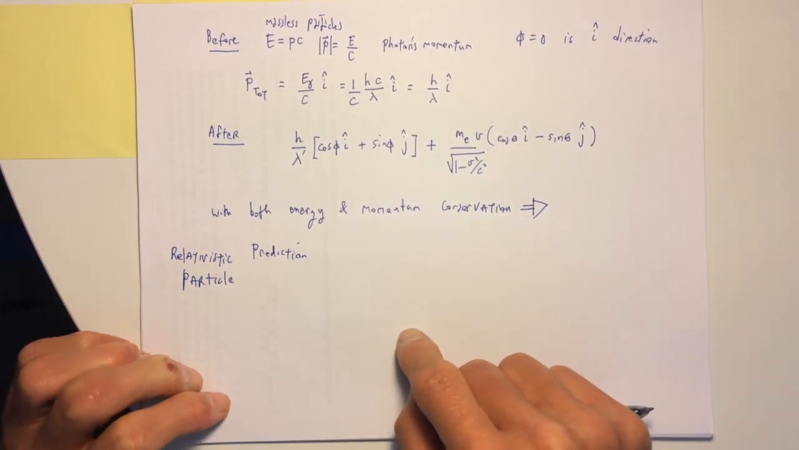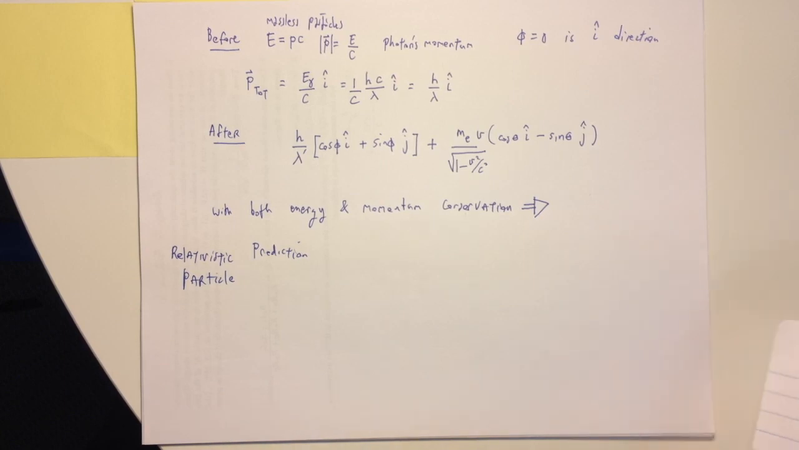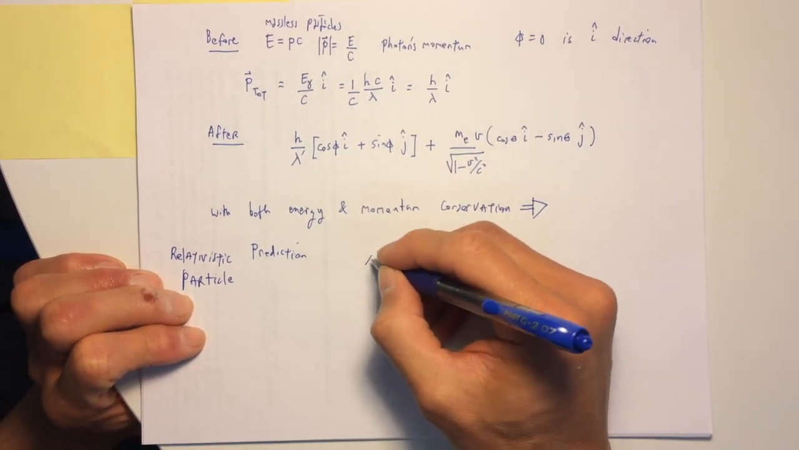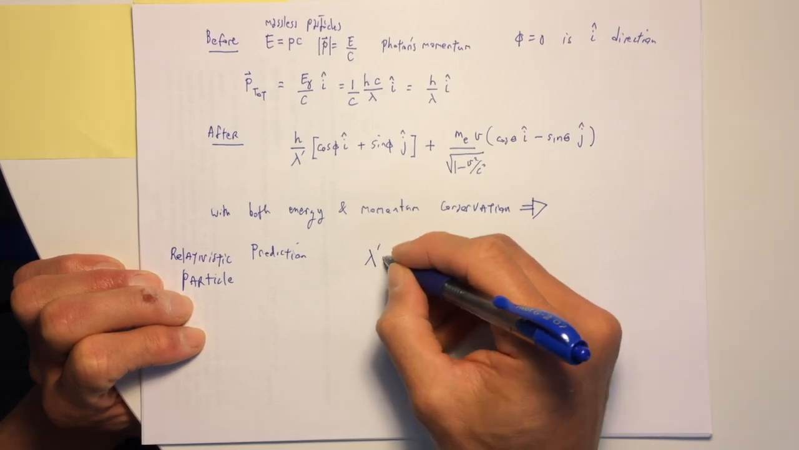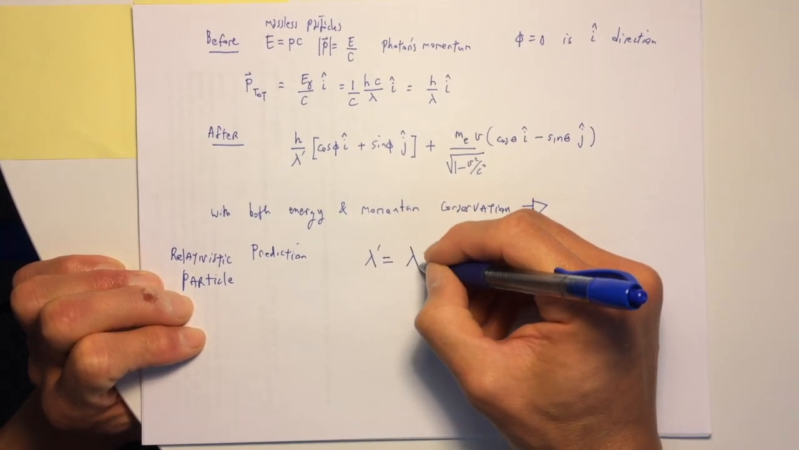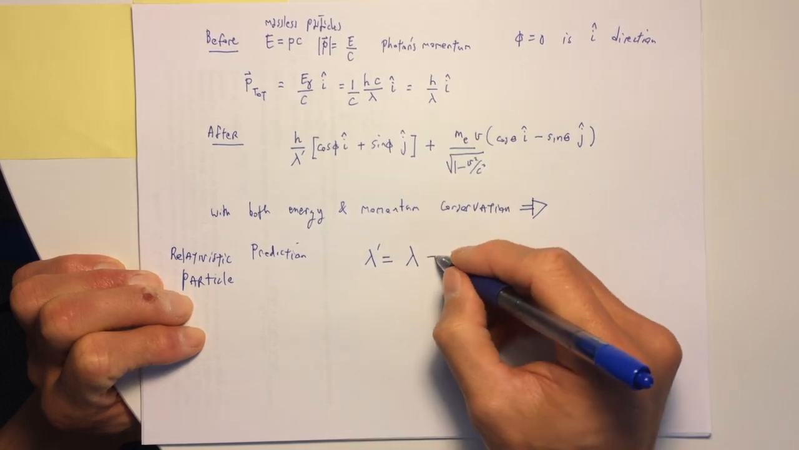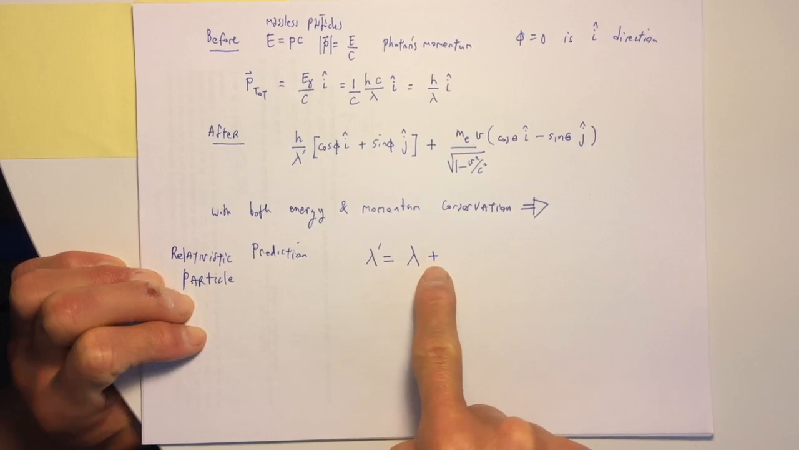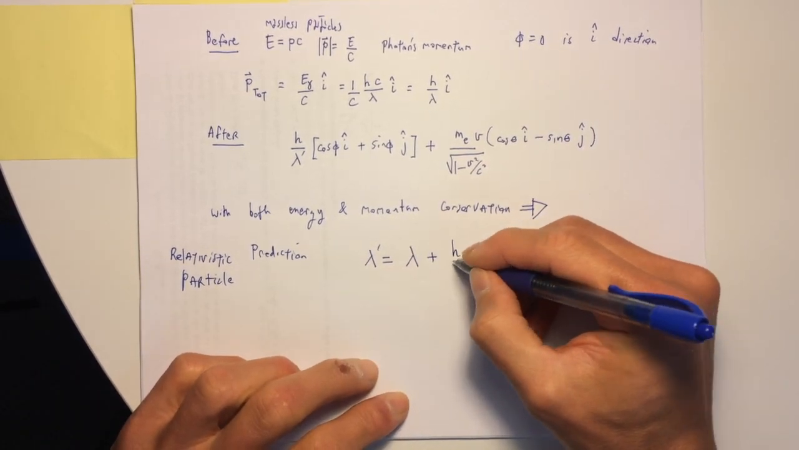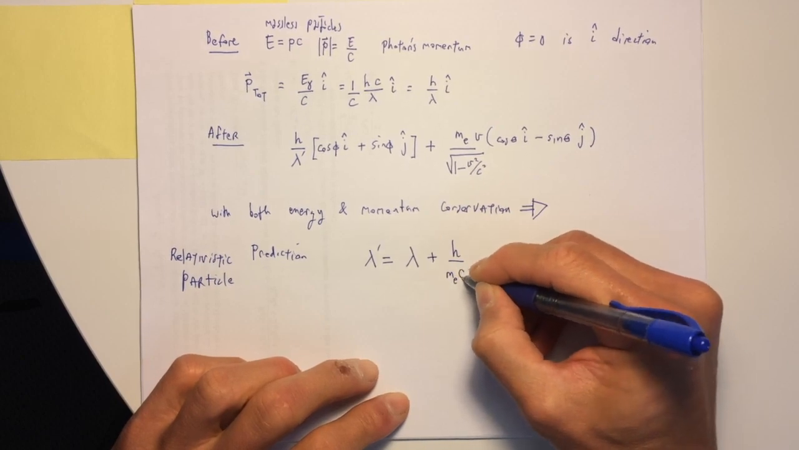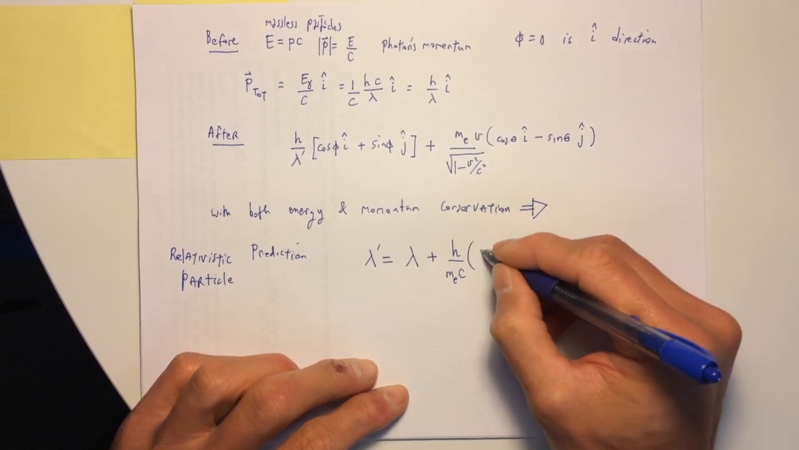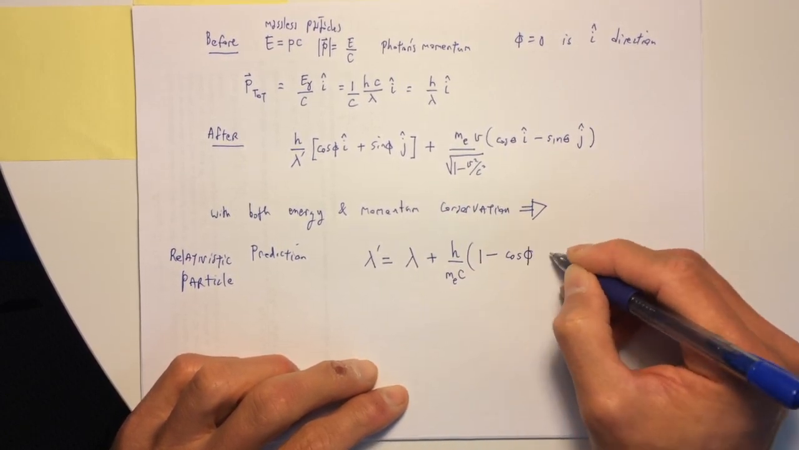The result of solving the algebra problem is really cool, and it's so cool I have to look at my notes because I can't remember it. So it looks like this. You can get a prediction that says that lambda prime is equal to the original incoming lambda plus, remember, lambda prime was bigger than lambda, so this is how much bigger it is, h over the mass of the electron times c, not squared, but c to the first power, and then you multiply by 1 minus the cosine of phi.